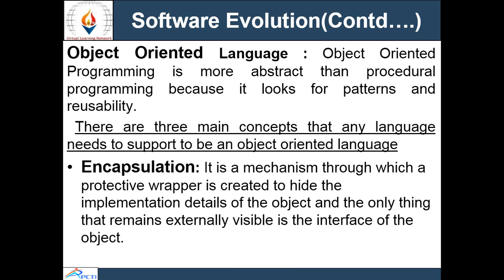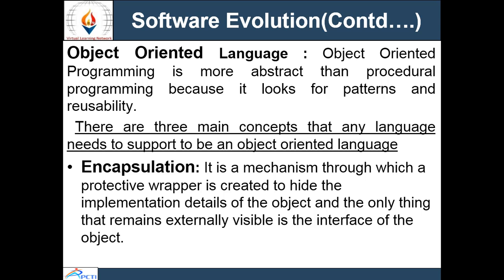Object-oriented language. Object-oriented programming is more abstract than procedural programming because it looks for patterns and reusability. The same code can be loaded and executed many times to accomplish a task without having to retype it. There are three main concepts that any language needs to support to be object-oriented.